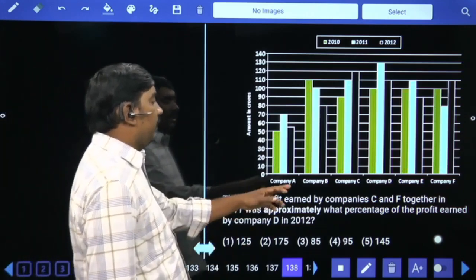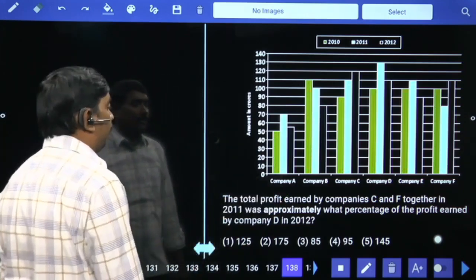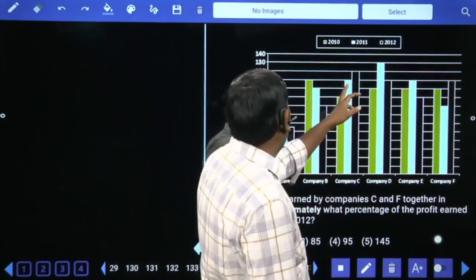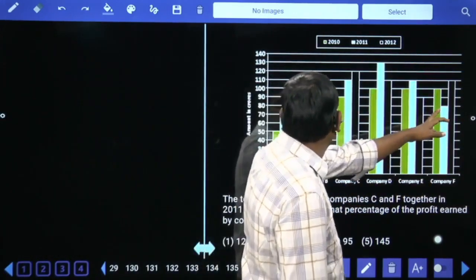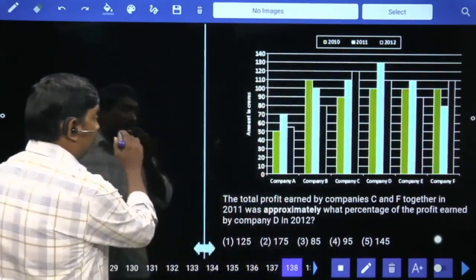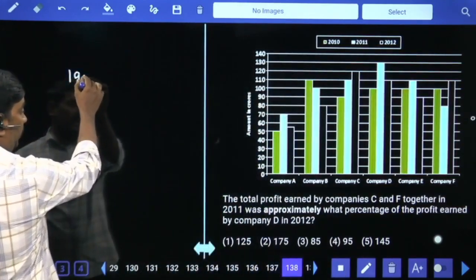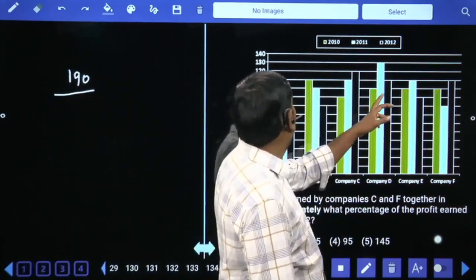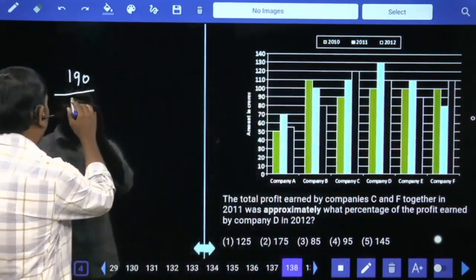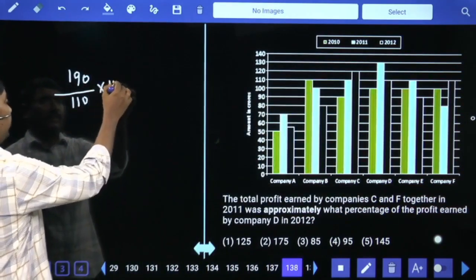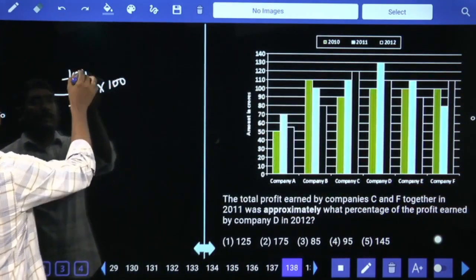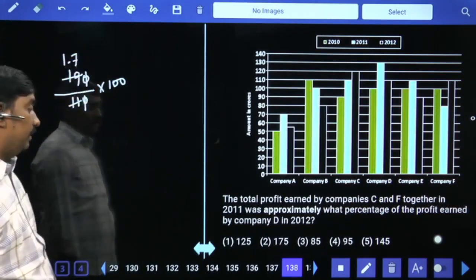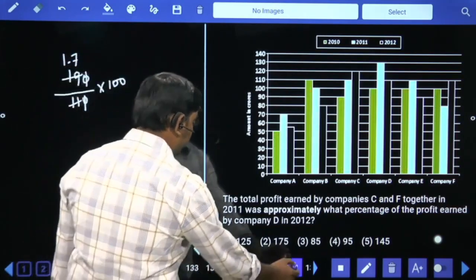Total profit earned by company C and F together in 2011. 110 and here 80, 190. Approximately what percentage of the profit earned by company D in 2012? 110. 190 is what percent of 110? 11 ones are 11, 80. 11 sevens are 77, approximately 175%.